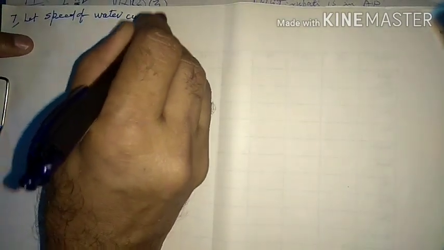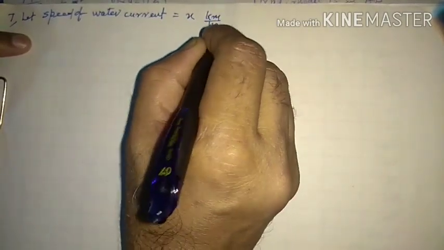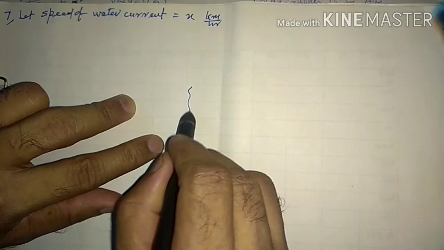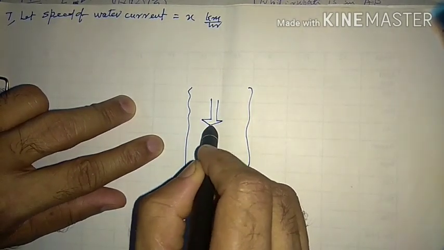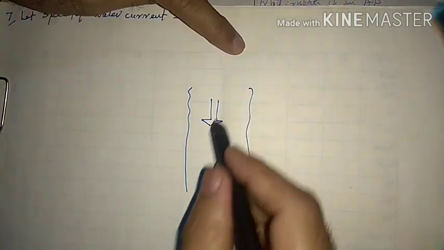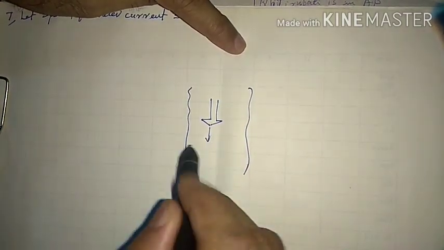So here we start. Let the speed of the water current be equal to x kilometers per hour. Actually, you have to understand one thing here. I'll explain. Suppose river water flows in this way. If the same direction we are moving, that means downstream.